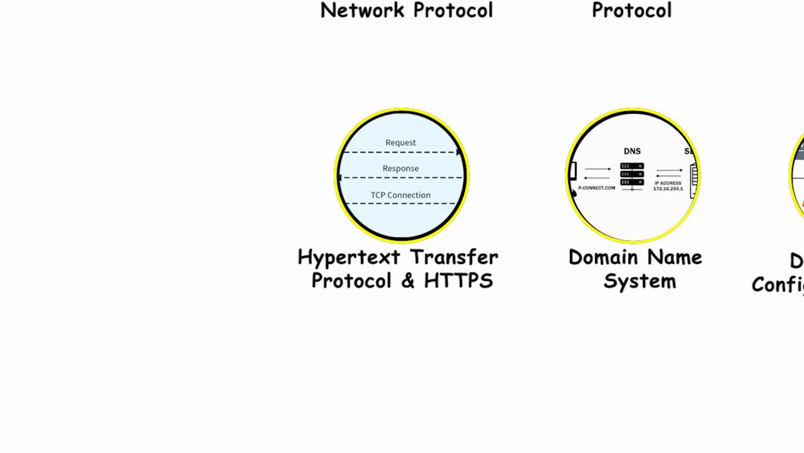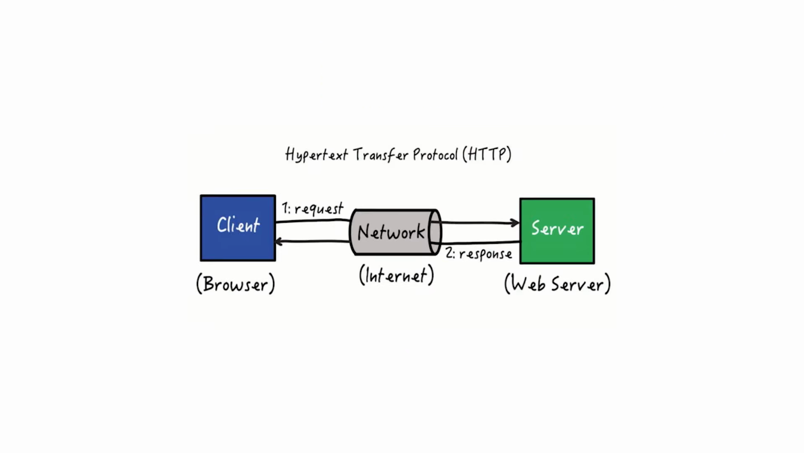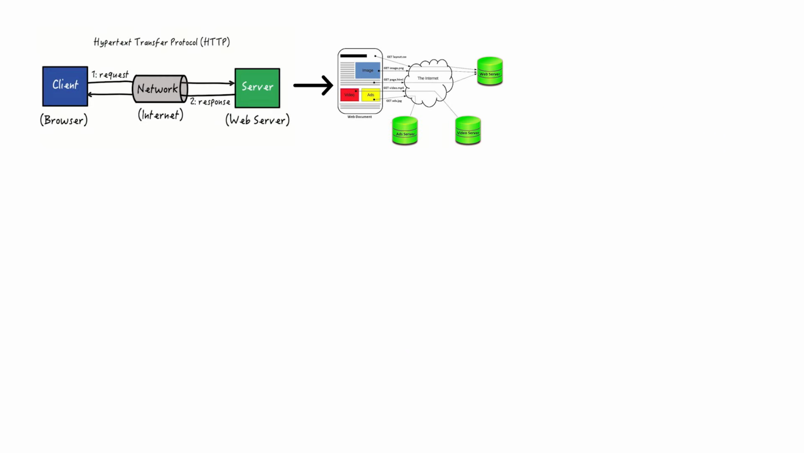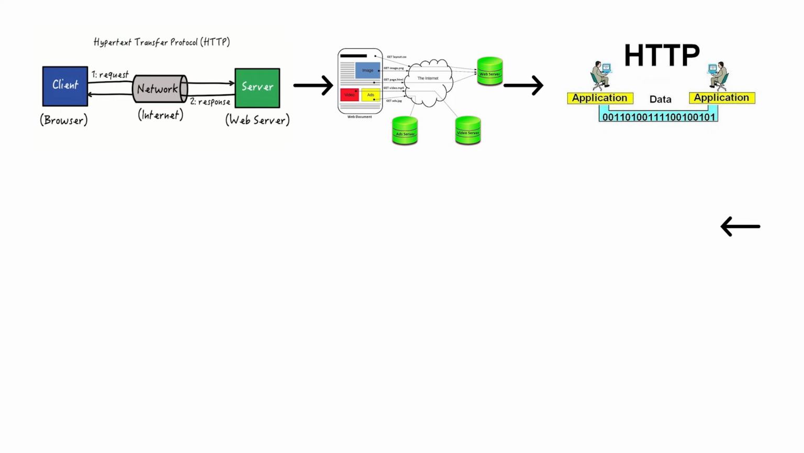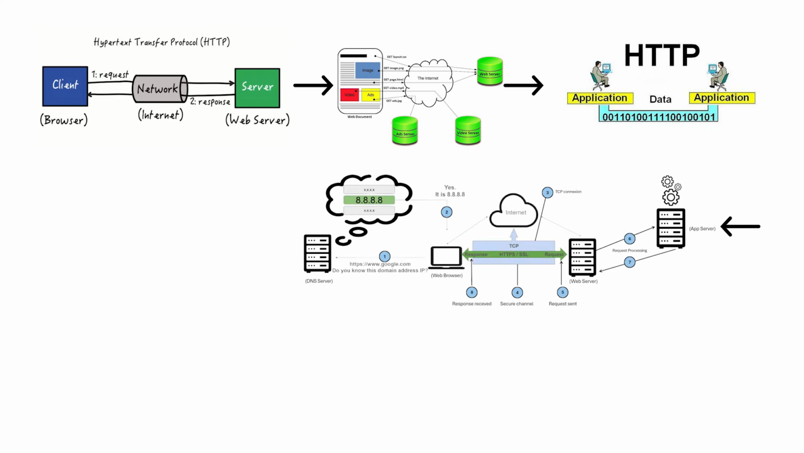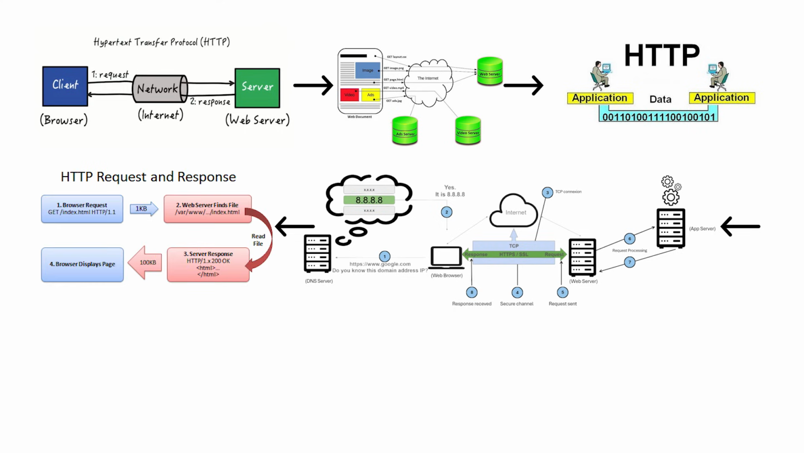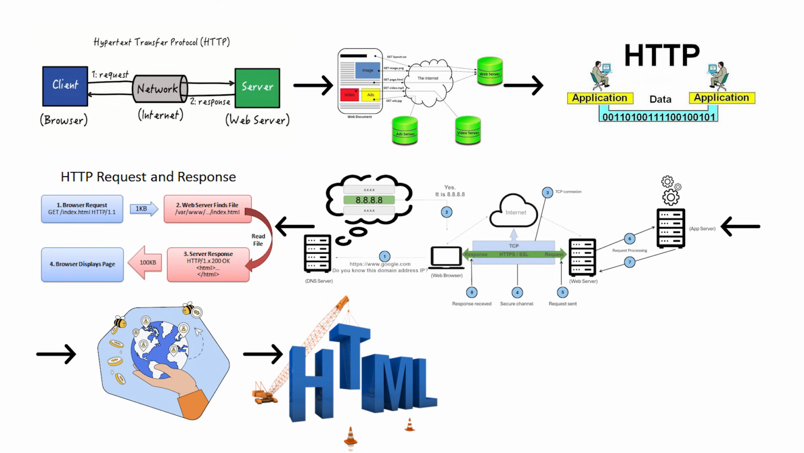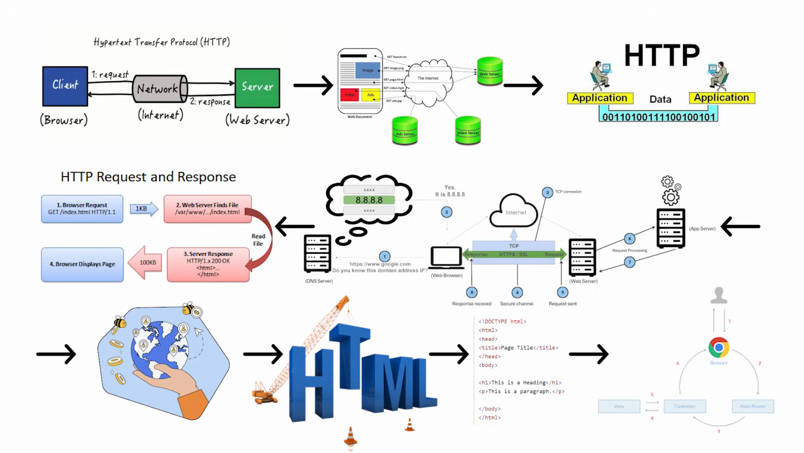Hypertext Transfer Protocol and HTTPS. The Hypertext Transfer Protocol is the foundation of how data moves across the web. Every time you open a website, your browser sends an HTTP GET request to a web server asking for a specific page. The server responds with a 200 OK status and delivers the content, typically written in HTML, which stands for Hypertext Markup Language. This is the request and response cycle that powers every website you have ever visited.